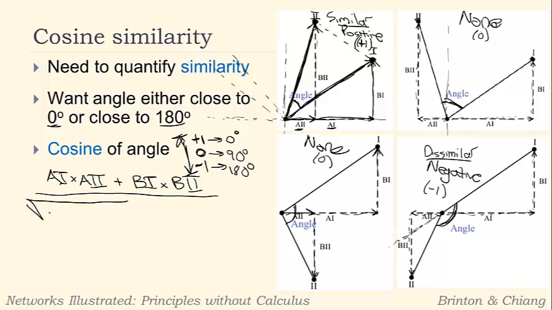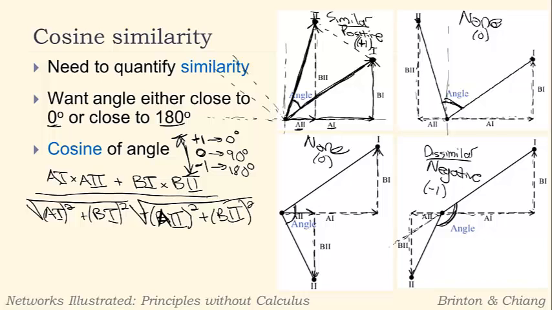So we divide by the square root of A1 squared plus B1 squared, because remember, the movies form the lines, times the square root of A2 squared plus B2 squared. And if we had more users, you would just add more terms: A1 times A2 plus B1 times B2 plus C1 times C2, and so on. That would just be A1, B1, C1 here, A2, B2, C2 over here. So it's just a simple extension, adding more users.